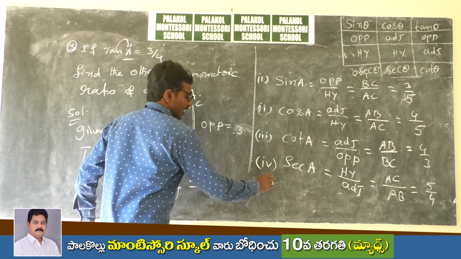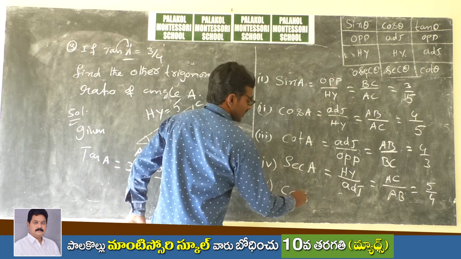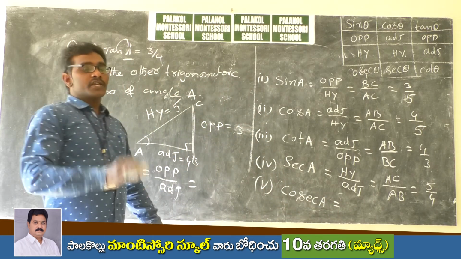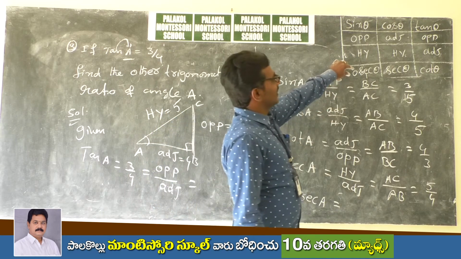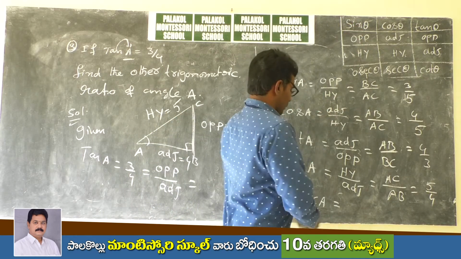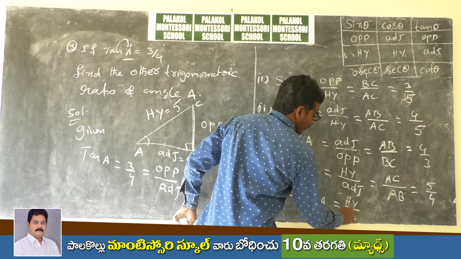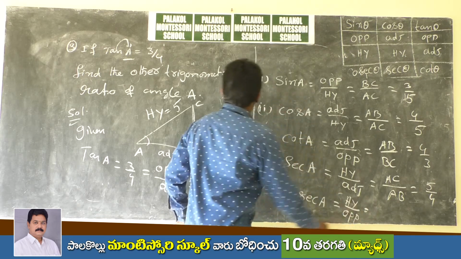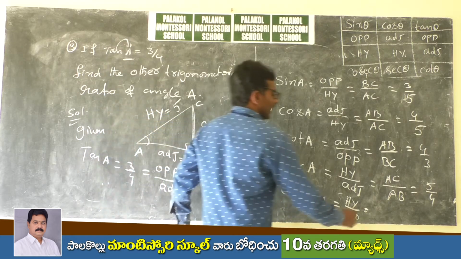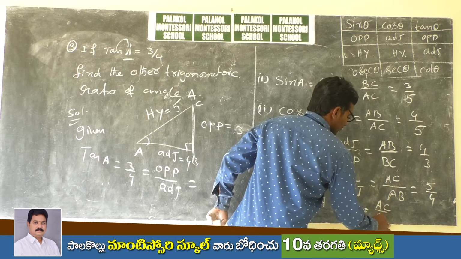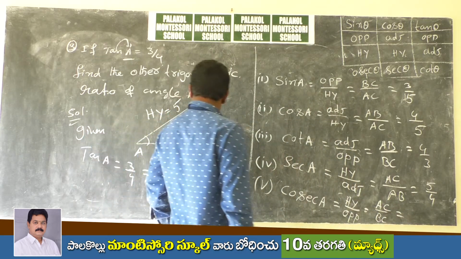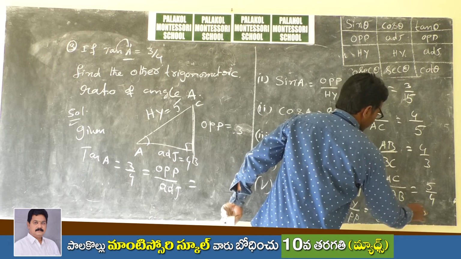Next, fifth and last one. Cosec A. What is the ratio form of cosec? Cosec theta is equal to hypotenuse by opposite side. What is the name of the hypotenuse? AC. Opposite side BC. AC by BC. So AC value is 5. 5 by BC is equal to 5 by 3.